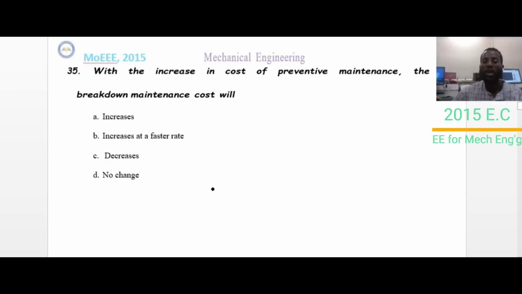With the increase in cost of preventive maintenance, the breakdown maintenance cost will be: A. Increase, B. Increase at a faster rate, C. Decrease, D. No change. So that means when we increase the cost of preventive maintenance, what about this breakdown maintenance?